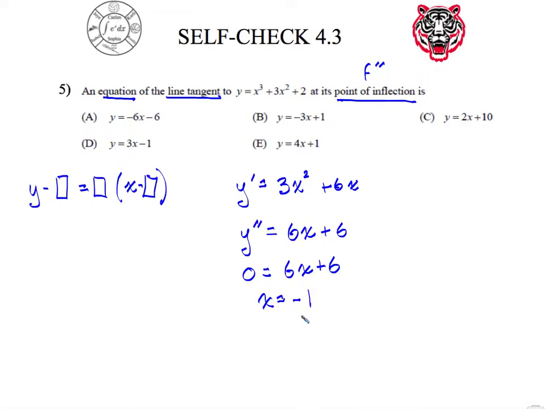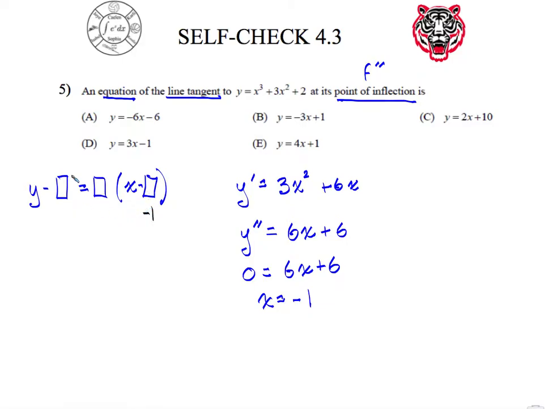How do you know it's going to have a sign change where y double prime equals 0? It might have a sign change there. It will if this power is odd, and it is odd. So this is the inflection point, and we have our x coordinate. Now we can plug it into our equation. So negative 1 goes right there. But we need to find the y coordinate.